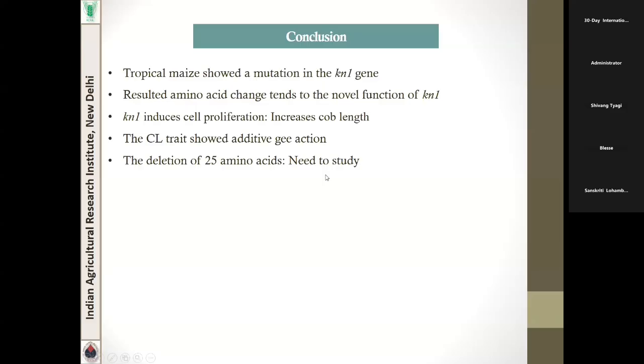So this is the utilization of some of the component traits, how we can dissect and improve the yield in maize. That is the major task we have taken care of, and further we are going in a similar way. We are going for the other traits also, for the genetic enhancement of grain in case of maize.